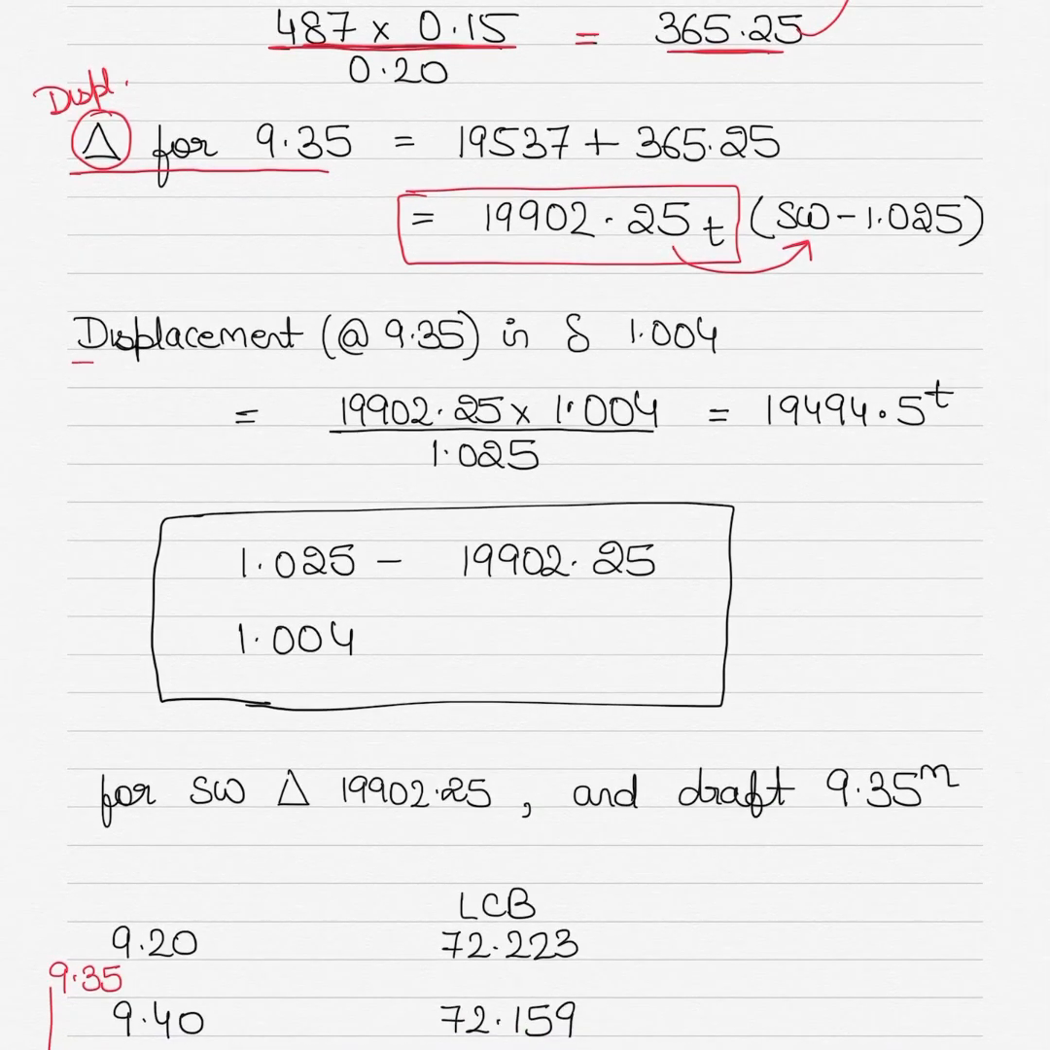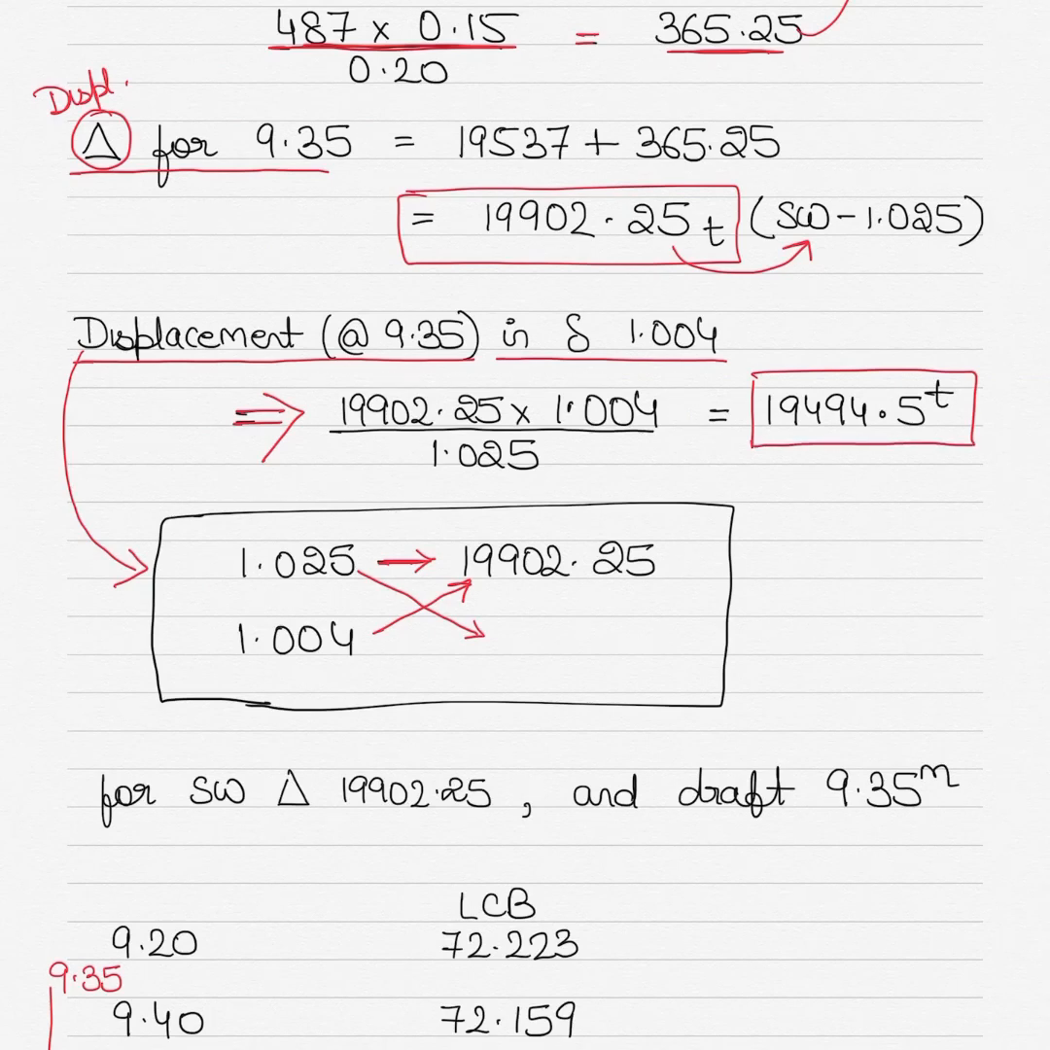Now the displacement for a draft of 9.35 in dock water density of 1.004 can be calculated by, if for 1.025 density the displacement is 19902.25, what would be the displacement for dock water density of 1.004? Take this here and divide it by here, and this is what you see in the equation above you. So when we multiply it, what we get is this displacement here. So the displacement for the dock water density is 19494.5 tons.